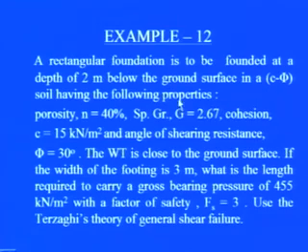Now, in another example, that is the case of a rectangular foundation which is to be founded at a depth of 2 meter below the ground surface in C5 soil having the following properties. The properties of the soil are porosity equal to 40%, specific gravity of soil solids equal to 2.67, cohesion C given as 15 kilonewton per meter square, and angle of shearing resistance given as 30 degrees. The water table is close to the ground surface. If the width of footing is 3 meter, what is the length required to carry a gross bearing pressure of 455 kilonewton per meter square with a factor of safety equal to 3 using Terzaghi's theory of general shear failure?